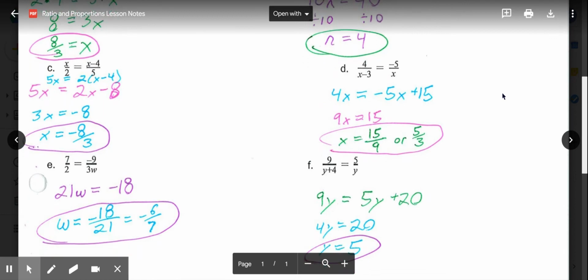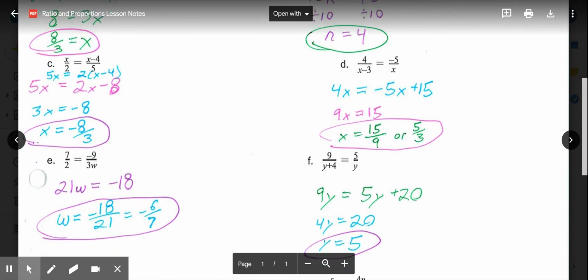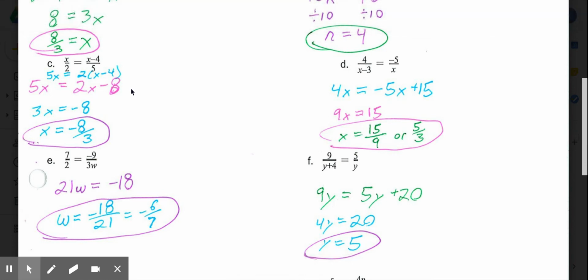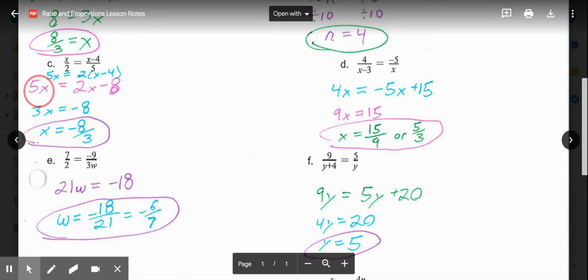Then if we move into something where there's a little bit more complexity, so x over 2 equals x minus 4 over 5, we'll still cross multiply first. So 5 times x is 5x, 2 times x minus 4 is the distributive property, 2 times x, and 2 times the minus 4 part. So that would be 5x equals 2x minus 8. Now we want to solve for x. So in this case, subtract the 2x from each side, and 3x equals negative 8. Divide both sides by 3, and x would equal negative 8/3.